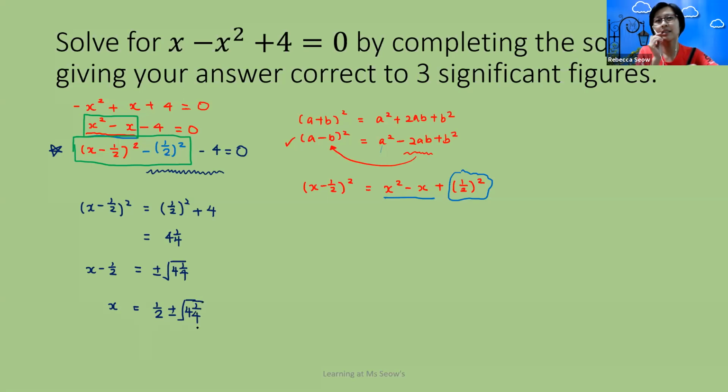We're almost there. Now, at this point, we punch in the numbers on the right-hand side into the calculator, and we will get two answers. So x will be either 2.56 or minus 1.56, corrected to 3 significant figures. That's the answer to the question. Now we're going to move on to the next question.